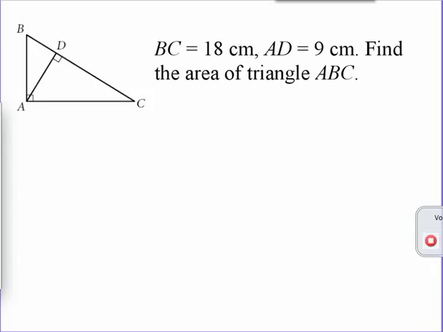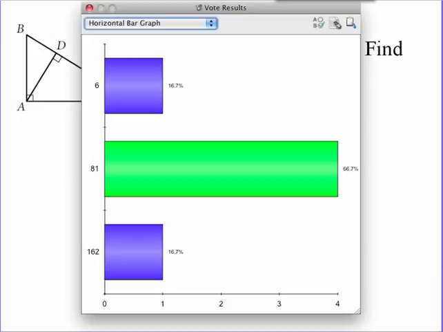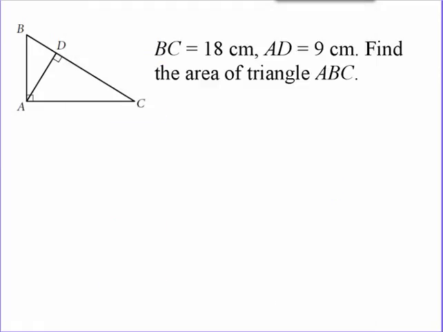Let's go, Chase. And the answer is 81. Good. Now where you got 81 is the fact that in this triangle, BC is 18, that's this distance here, AD is 9. So base times height divided by 2: the base is 18, the height is 9, and you're going to take that times 1/2. So when you do that, you end up getting 81.